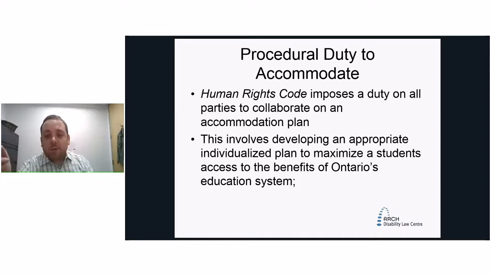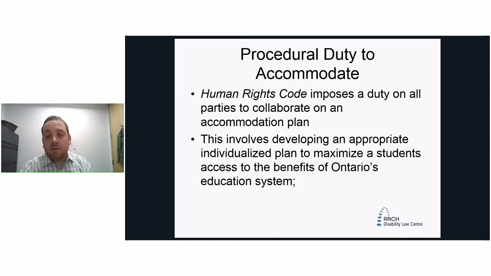So for the final thing I want to talk about with the Human Rights Code, it imposes a number of obligations on all of the parties to a student's education. The Supreme Court says, there's the duty to accommodate, but there's also this procedural duty. As part of that procedural duty, everybody has to cooperate and get along in developing these accommodations. You can't have one party holding out and saying, I'm not going to cooperate in this process.